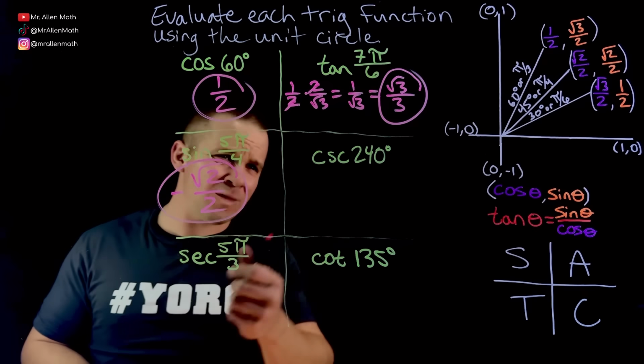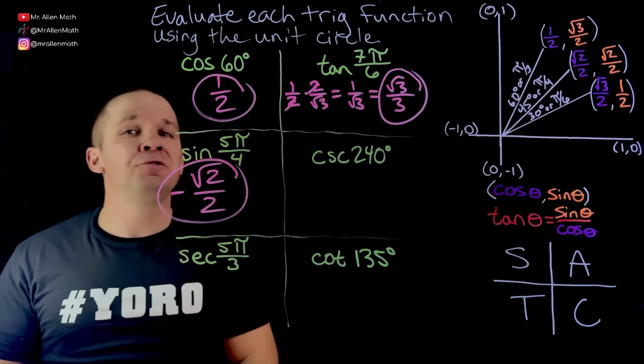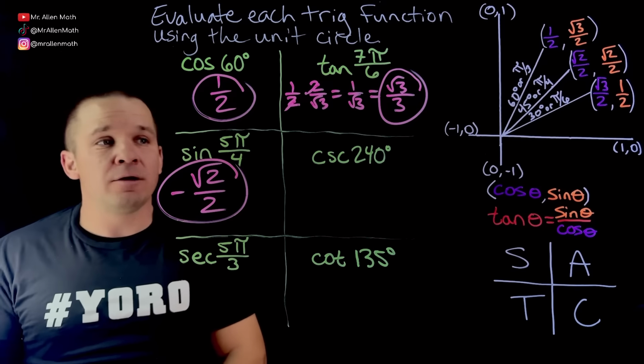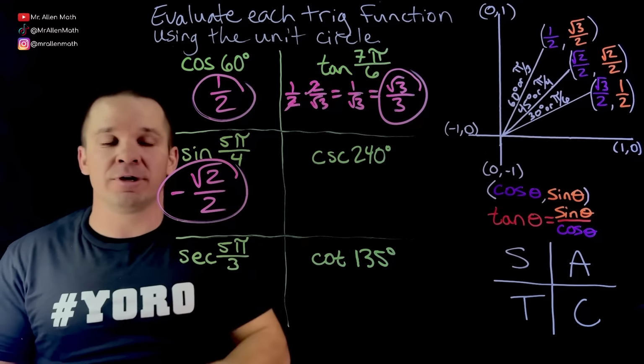All right. Cosecant. Ooh, a reciprocal. Cosecant of 240. All right, so 240. That's a 60-degree reference, right? 180 is where you're looking at your reference from, so it's 60 degrees away.